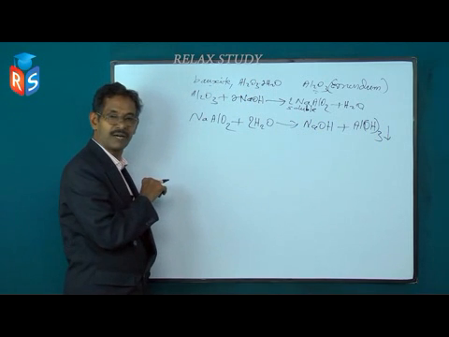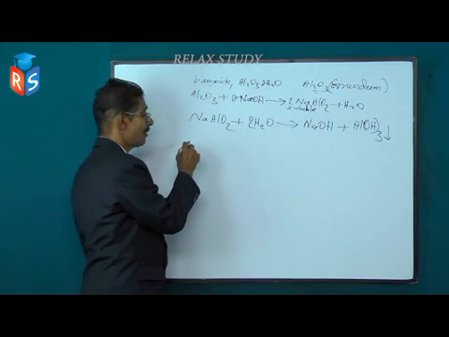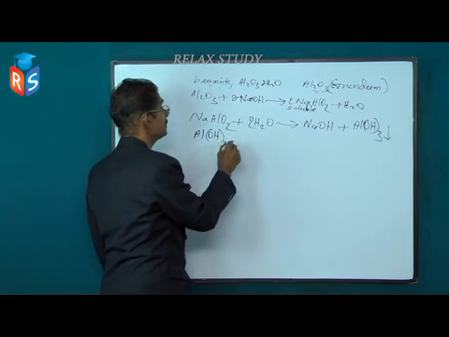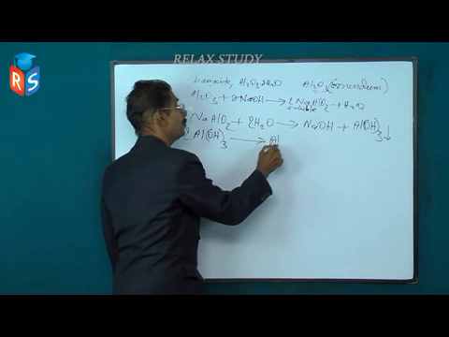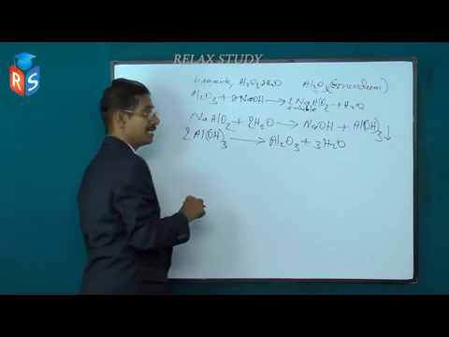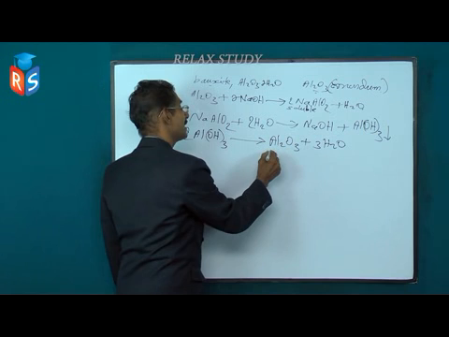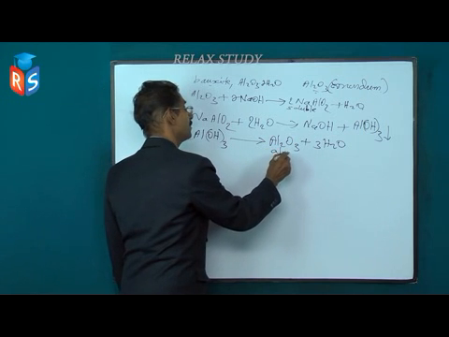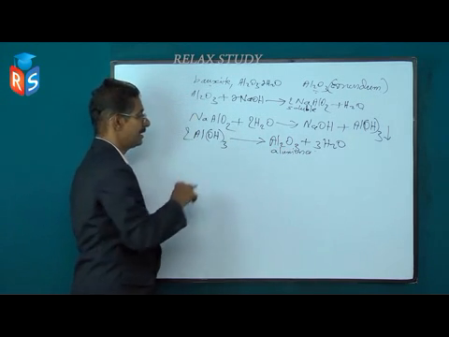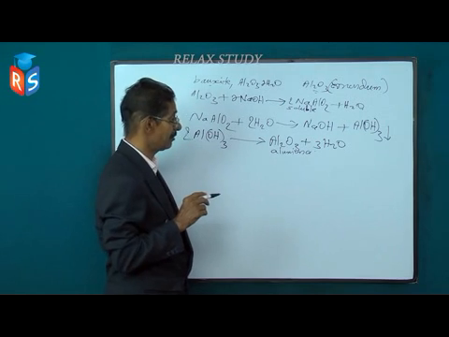This aluminum hydroxide is filtered off and subjected to calcination, very strong heating. When strongly heated, the aluminum hydroxide will undergo dehydration, Al(OH)3 giving Al2O3 plus 3H2O. So calcination, strong heating in a furnace, will give you pure aluminum oxide. Another name for this aluminum oxide is alumina, just like silica for SiO2. And this purified aluminum oxide on electrolysis will give you aluminum.